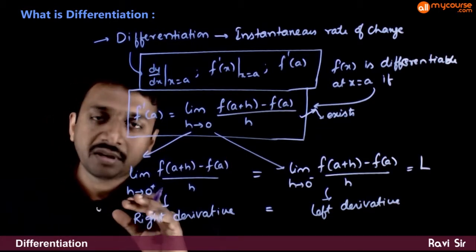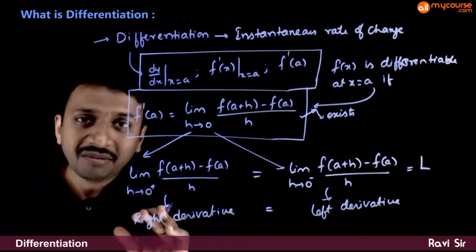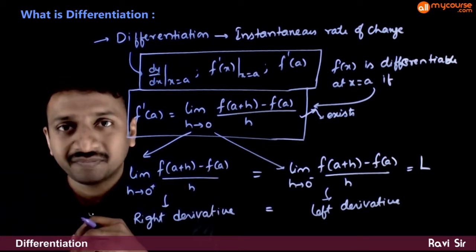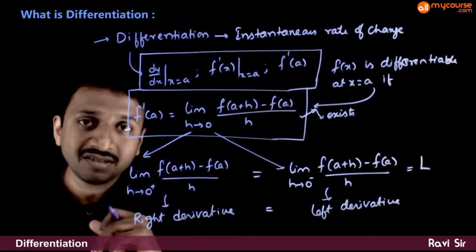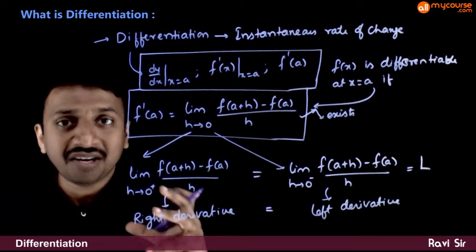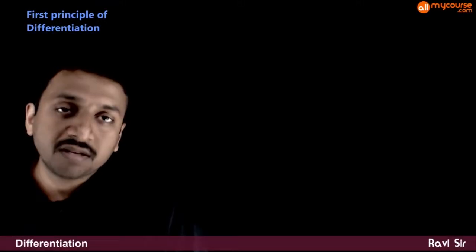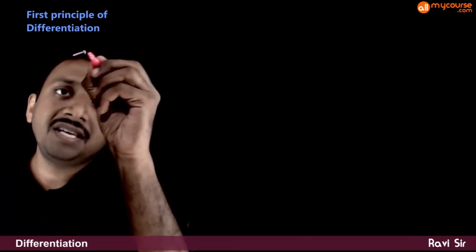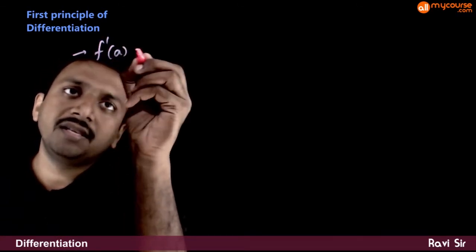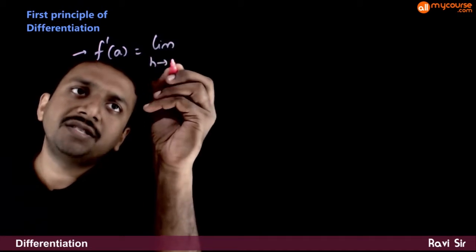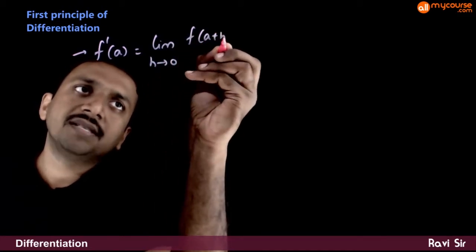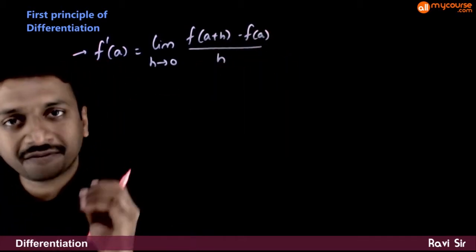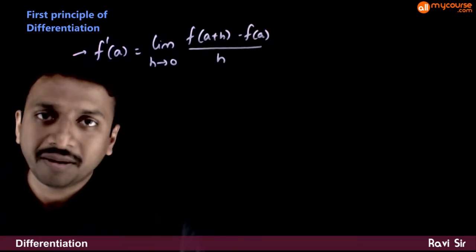So till now we have discussed the meaning of differentiation of a function at a particular point A. Now let us try to discuss the meaning of the general differentiation function. So this brings us to the first principle of differentiation. So we have seen that f dash of a is equal to limit h tends to 0 f of a plus h minus f of a by h. This is the derivative of f at any point x is equal to a.